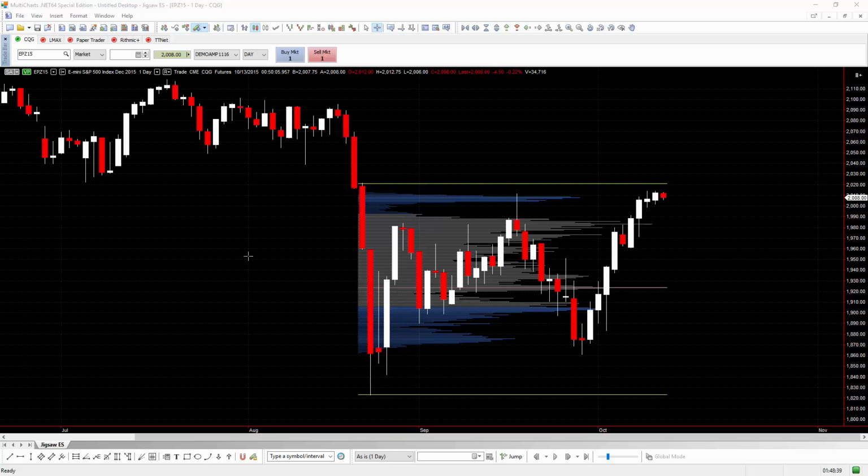So here's the MultiCharts main application window. In this daily chart, you can see we have a volume profile that shows the current trading range. In MultiCharts, you can set custom volume profiles to just show periods of trading you're interested in, which is really useful when the market starts to go into a range. It lets you see where most of the volume traded within that range.